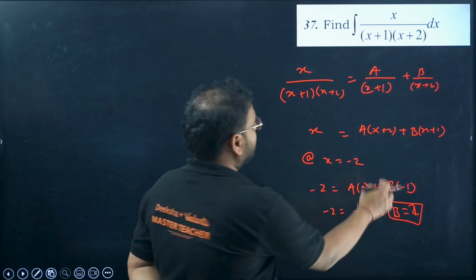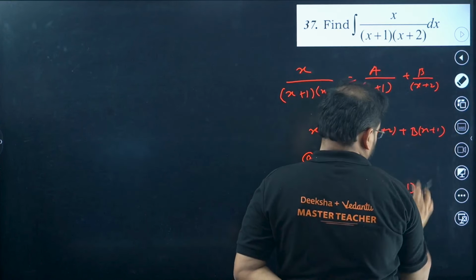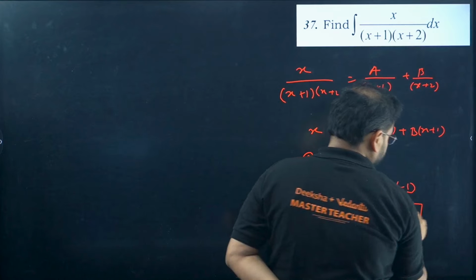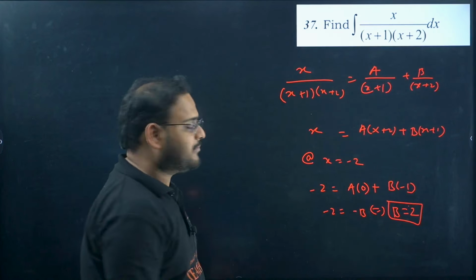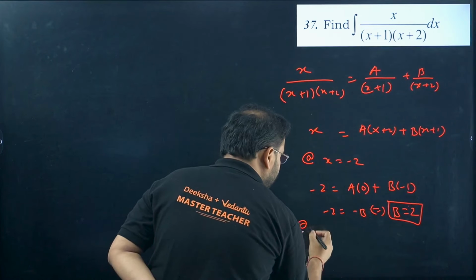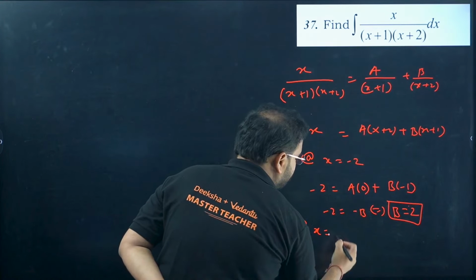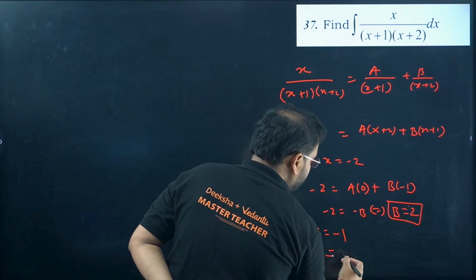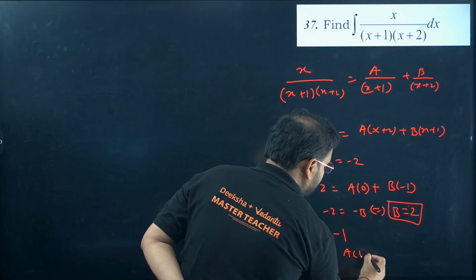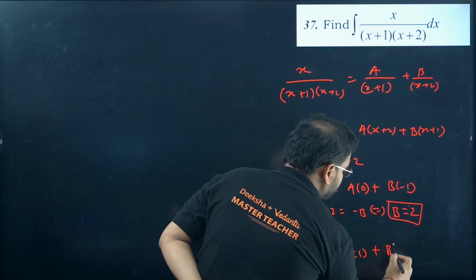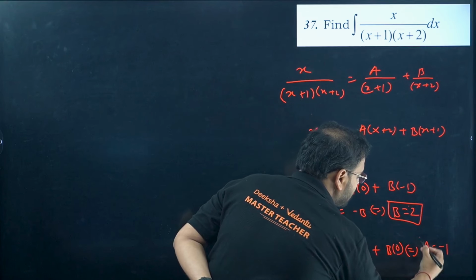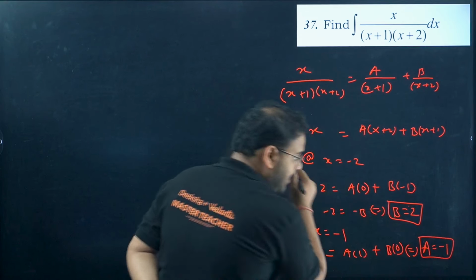Okay, I can do it without any overwriting. Yes, much better. Okay, now this time substitute x as minus 1. So you'll have over here minus 1 equals to a times of 1, and this is going to be again b times of 0. So this gives me the value of a as simply minus 1.